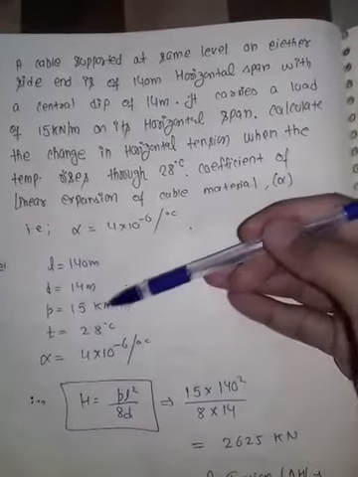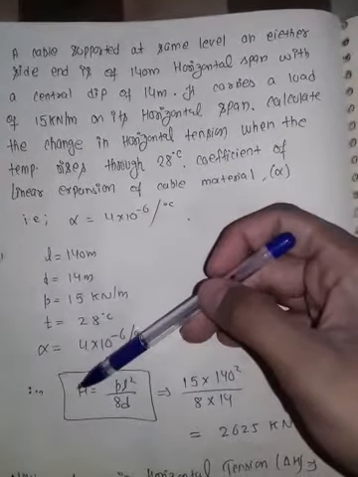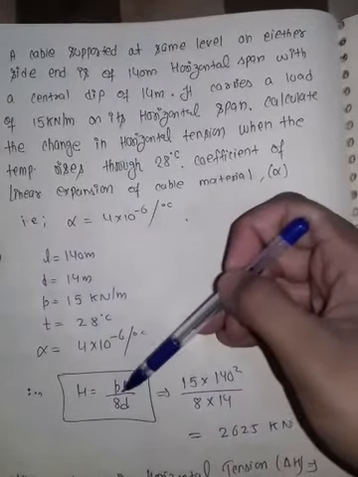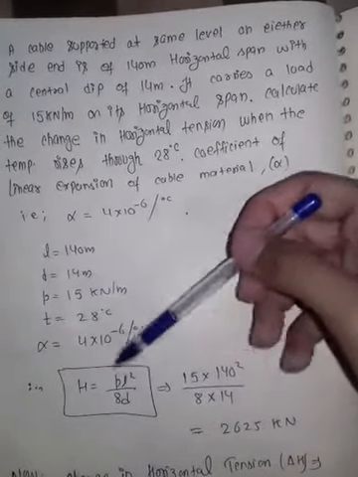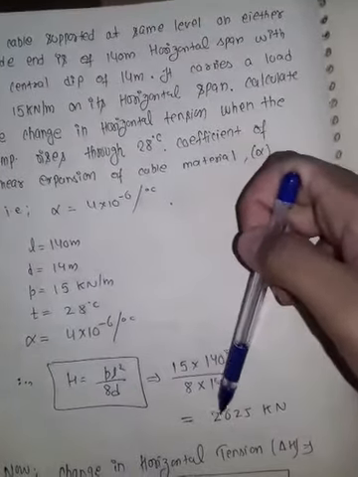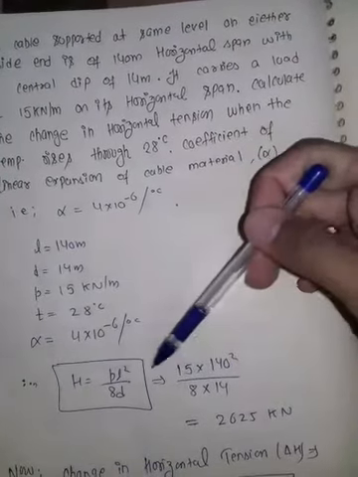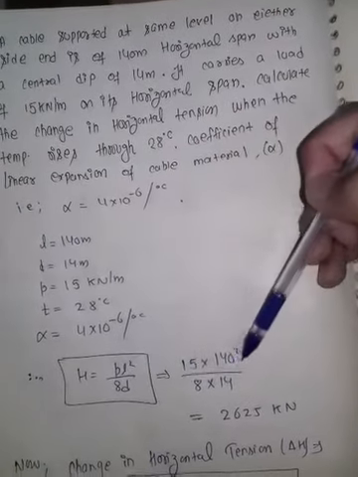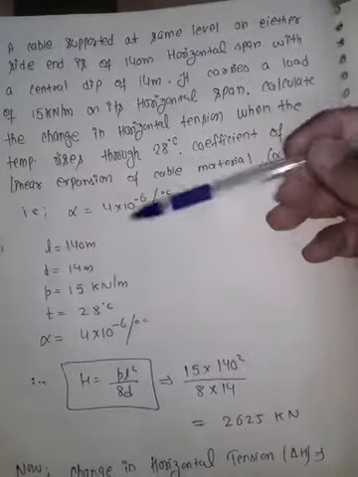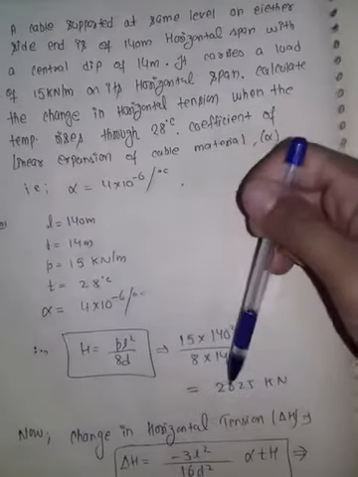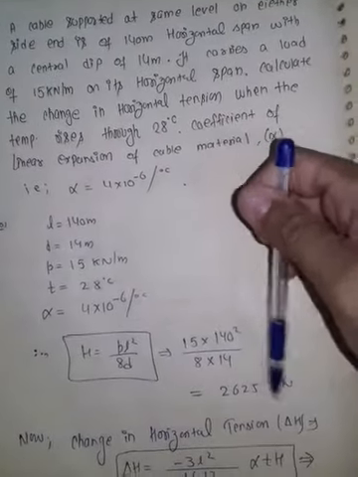Firstly, we know the formula for the calculation of horizontal thrust, that is H is equal to PL square upon 8D. By putting the values of P, L and D given in the question, we calculate the horizontal thrust, that is H is 2625 kilonewton.